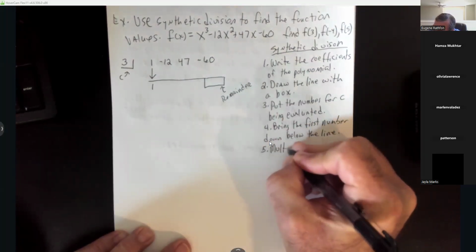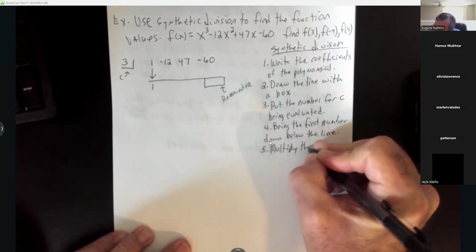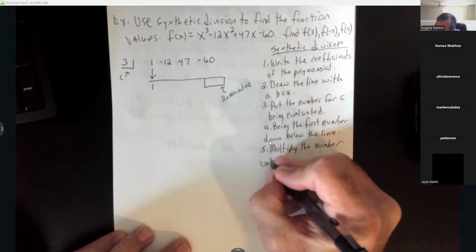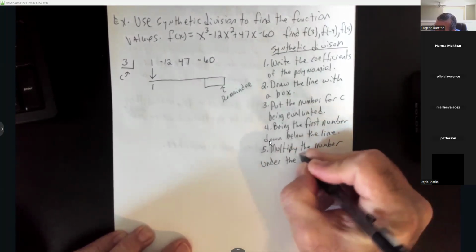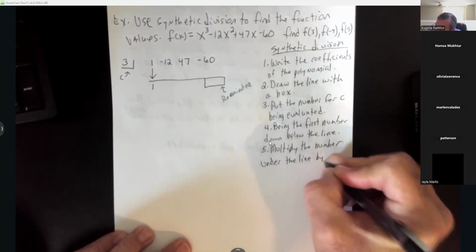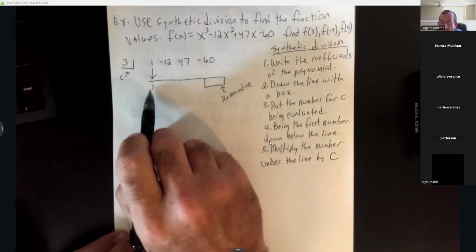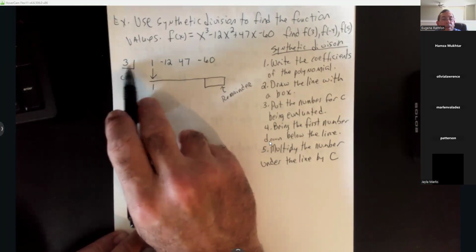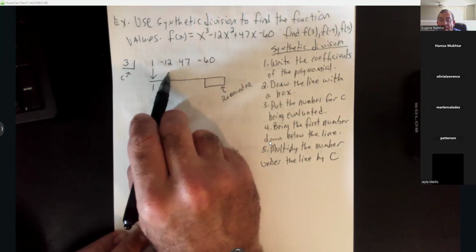So multiply the number under the line by C. So the number under the line is 1. I'm going to multiply by C, which is 3, and place in the second column.